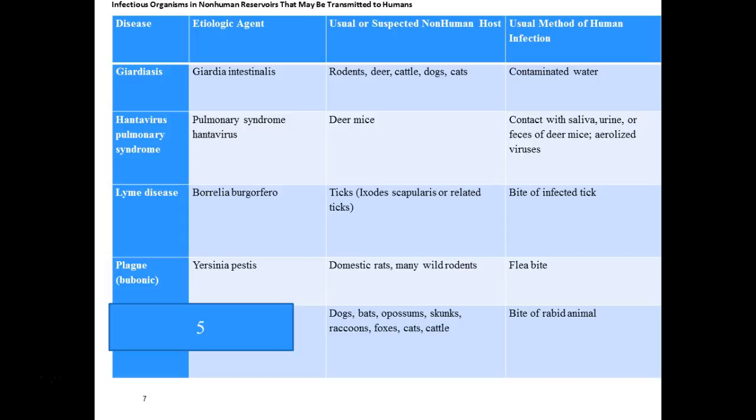The last one pretty much gives you the answer when it talks about how you actually get it, and that would be the bite of a rabid animal. So we're talking about what disease? But what's it caused by? Is it a bacteria? Is it a virus? Is it a eukaryotic organism? It's a virus.